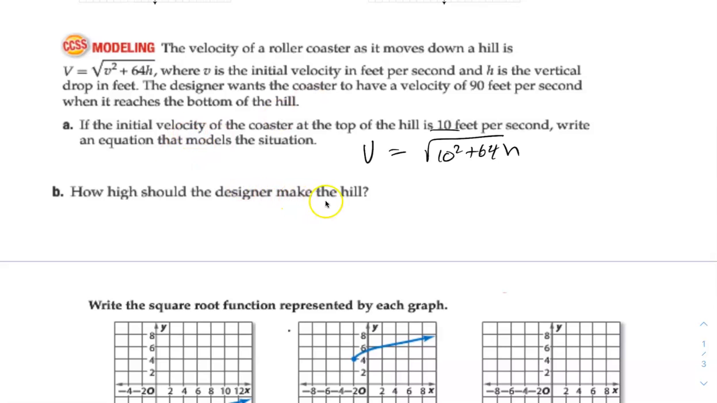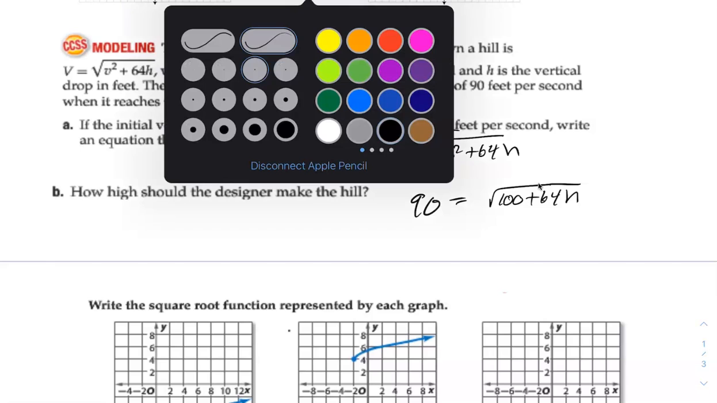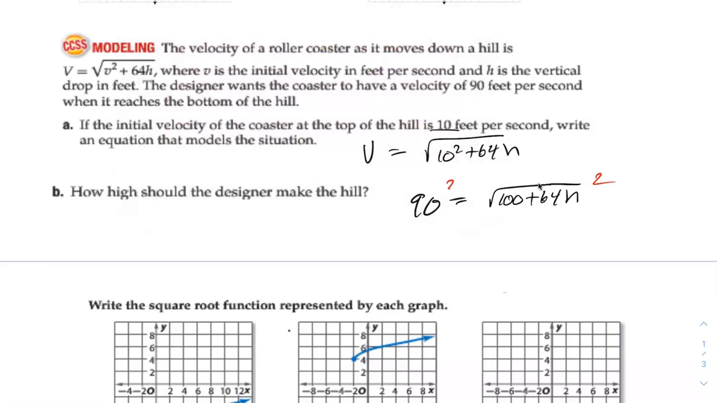Now, how high should the designer make this hill? Well, again, I want the velocity to be 90 feet per second, so I'm going to plug 90 into here. So 90 equals radical, let's simplify that, 100 plus 64h. Now, a lot of people would go, oh, this is 10 plus 8. No, it's not. Remember, this is inside stuck together. I got to get rid of the radical, so I got to square everything first. So this side is 100 plus 64h, and then 90 squared.